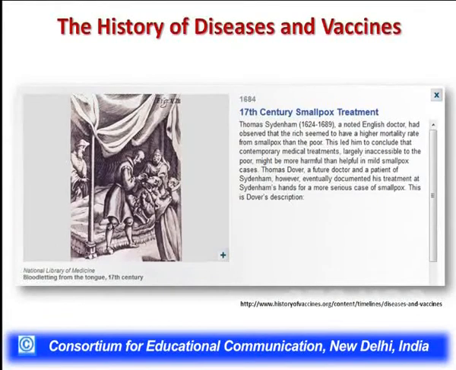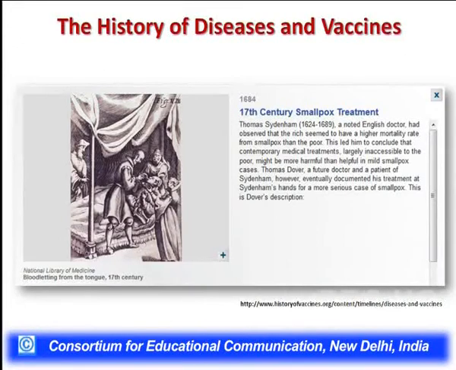Now, in the year 1684, in the late 17th century, smallpox treatment came into the picture. One of the English doctors, Thomas Sydenham, observed that the rich seemed to have a higher mortality rate from smallpox than the poor.